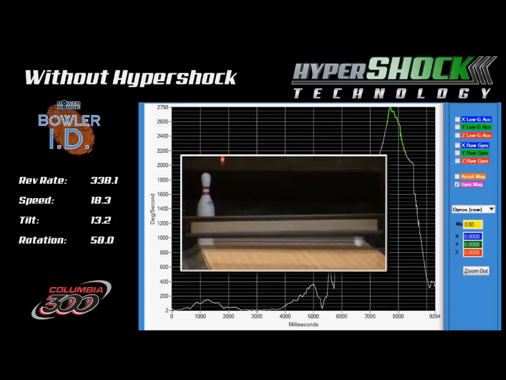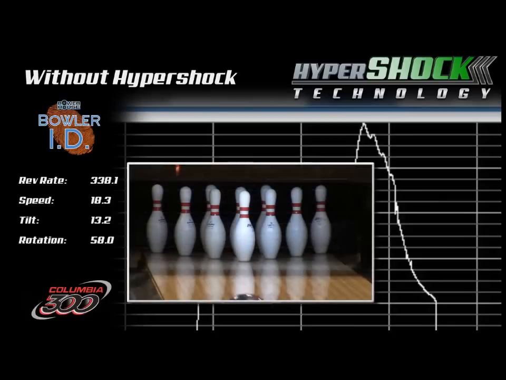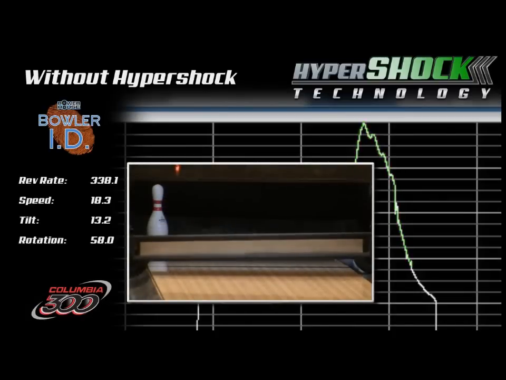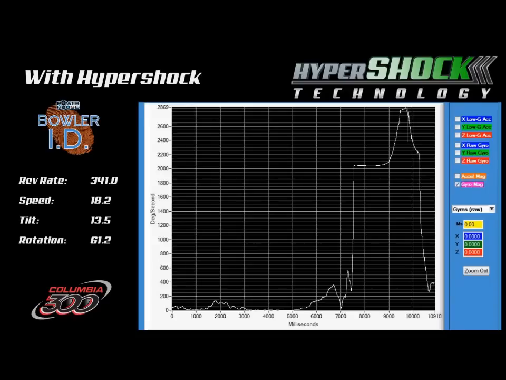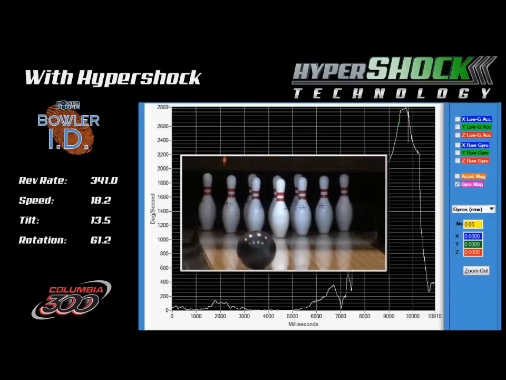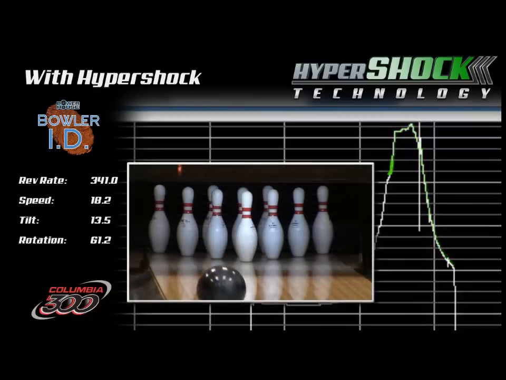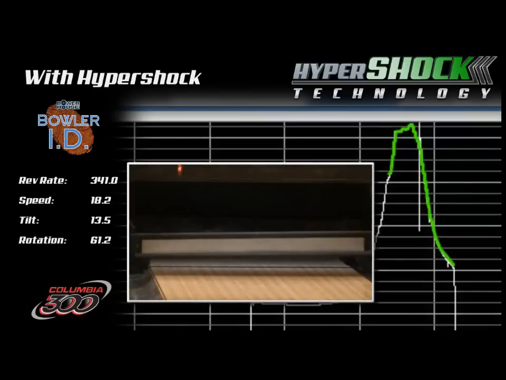Notice the amount of deflection the ball without the Hypershock technology has, leaving a flat 7 pin. Now notice the amount of continuation and drive that the ball with the Hypershock technology has as it goes through the pins.